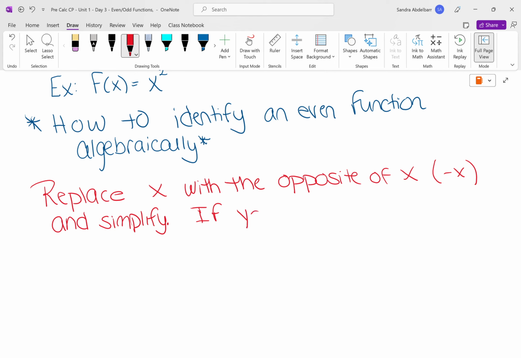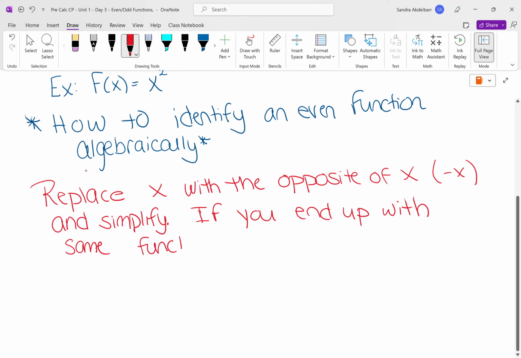If you end up with the same function you started with, it is an even function.